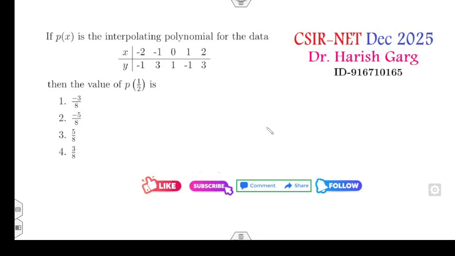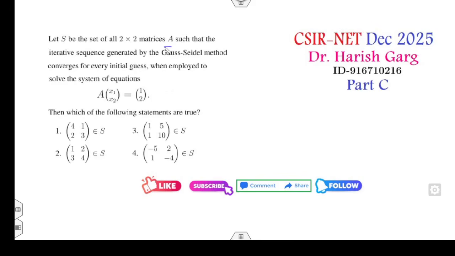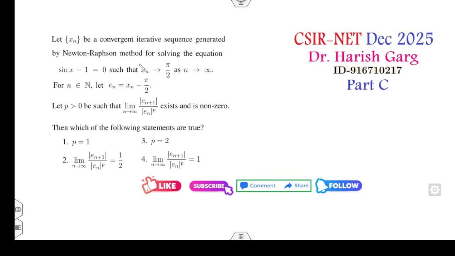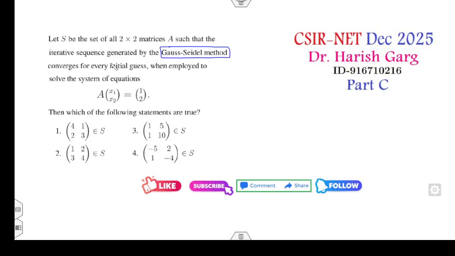Now, there were three questions asked in the CSIR NET December 2025. The first question is related to interpolation from Part B. The second question is related to the Gauss-Seidel method, again from Part C. And the third question is related to root finding using the Newton-Raphson method from Part C. How can you solve three questions in a couple of seconds?